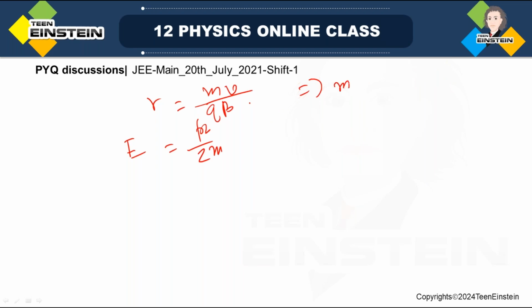So here actually we'll get mv from here, qBr. Okay, then E is equal to p square by 2m, so it will be half mv square. From here actually we will get the kinetic energy, p square by 2m, right? P, mv we have already got, so qBr.